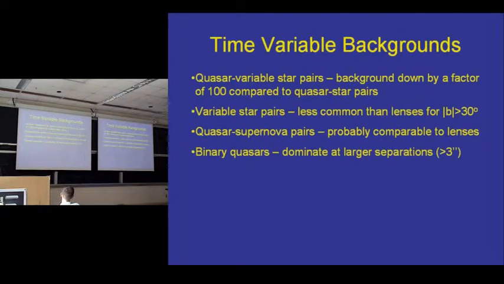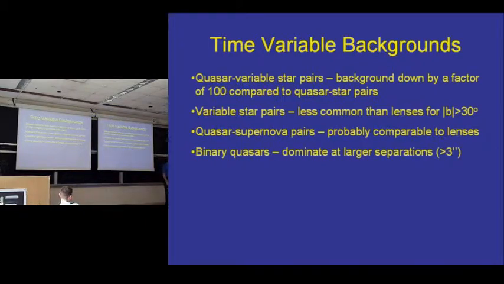What sort of contaminants do you have? Well, instead of worrying about quasar star pairs, you have quasar variable star pairs, but variable stars are like 1% of stars, so you've suppressed that background by a factor of 100. You have variable star pairs, right? Those are down by a factor of 10^4 compared to star pairs, even before you worry about any sort of color selection.